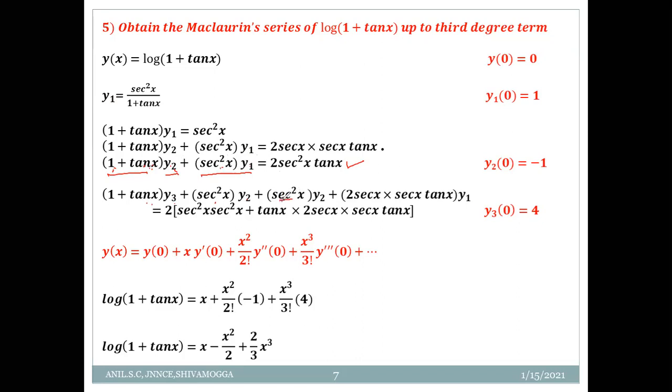First function secant squared x into derivative of y1 is y2, plus second function y1 into derivative of secant squared x, which is 2 secant x into derivative of secant x, which is secant x into tan x. This is equal to 2, 2 is constant, keep it outside. Now secant squared x is first function and tan x is second function. Secant squared x into derivative of tan x is secant squared x, plus tan x into derivative of secant squared x, which is 2 secant x, and that of secant x is secant x into tan x.